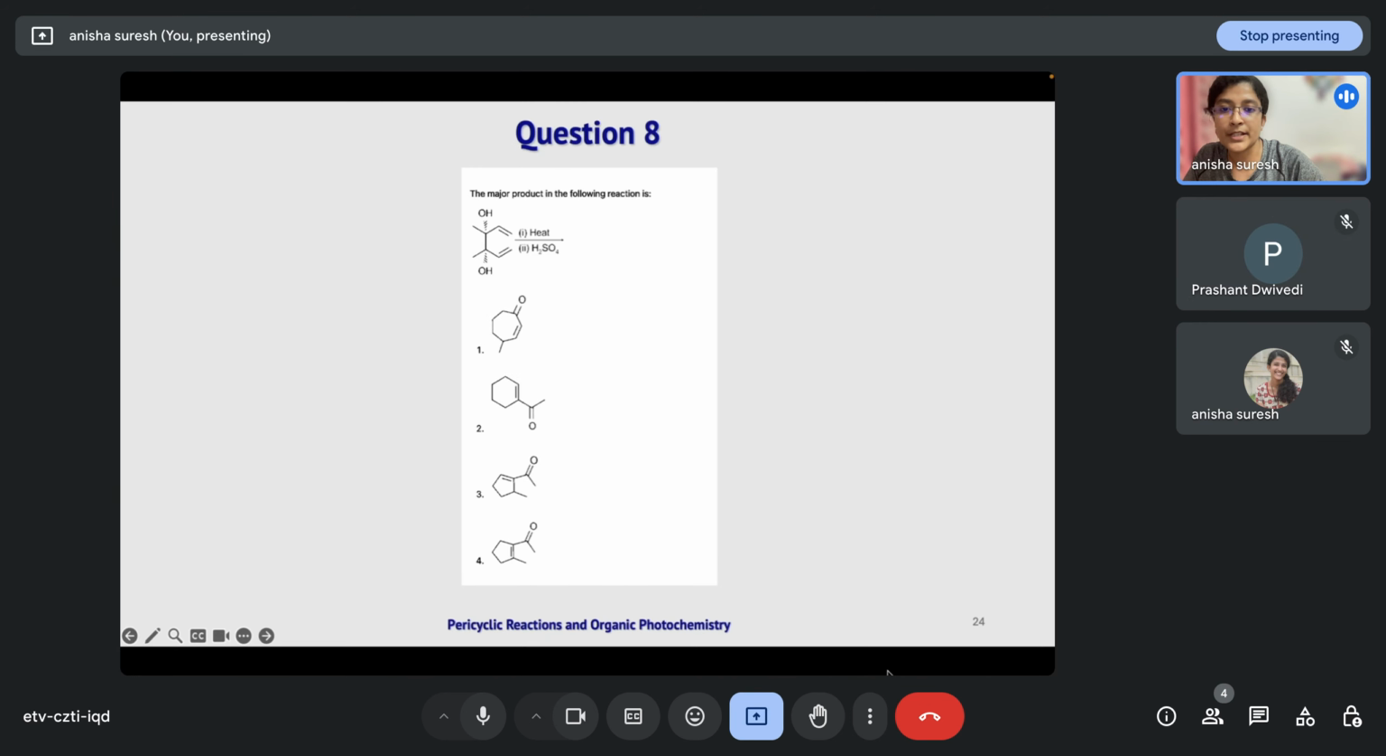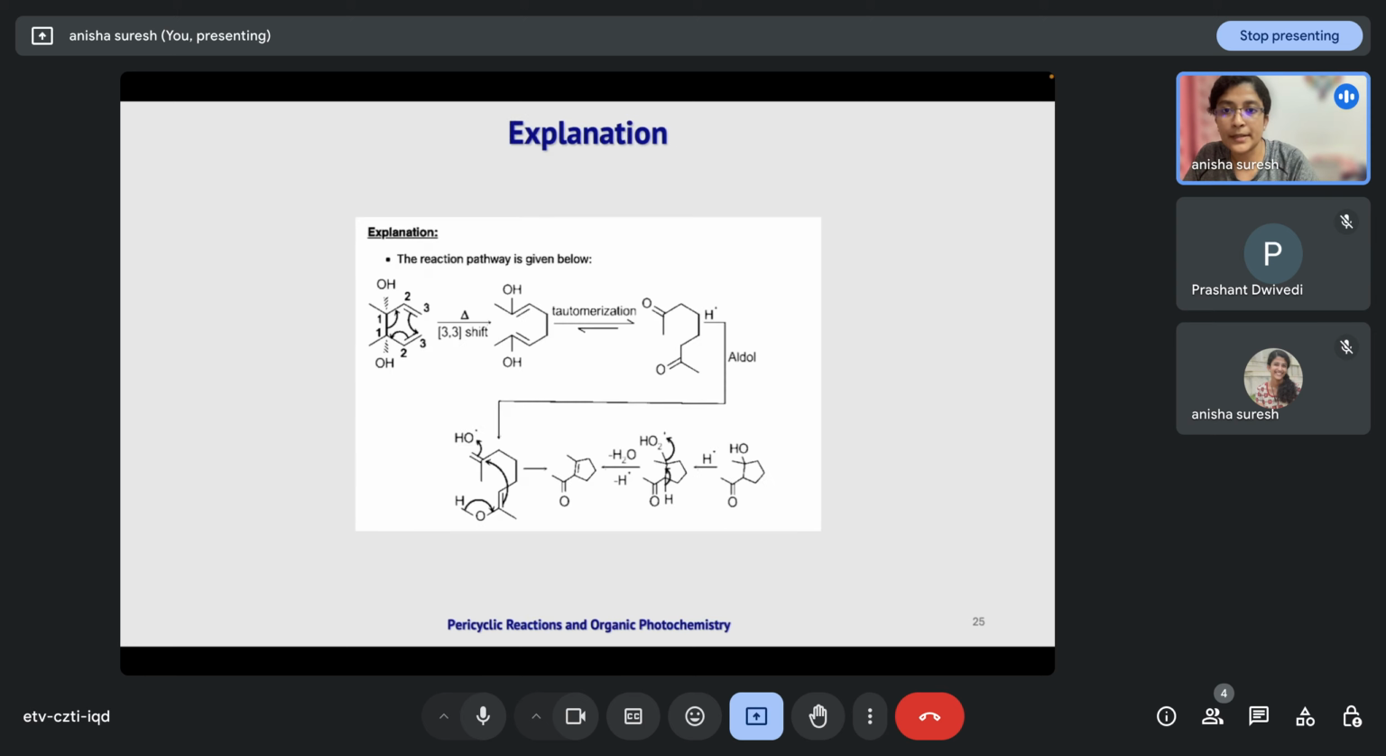Now coming to this question. So here first a 3,3 sigmatropic rearrangement is taking place like this. 3, 2, 1, 3, 2, 1. The 3,3 sigmatropic shift is taking place, resulting in the formation of this dienol. Then it can undergo tautomerization, resulting in the formation of these two ketones. Then in the presence of H+, that is in H2SO4 condition, this can undergo an aldol reaction.